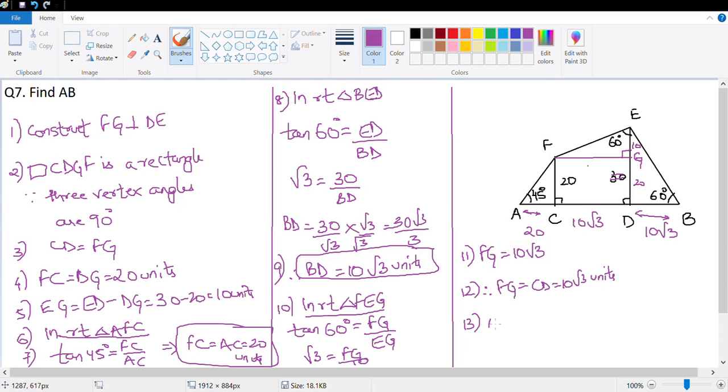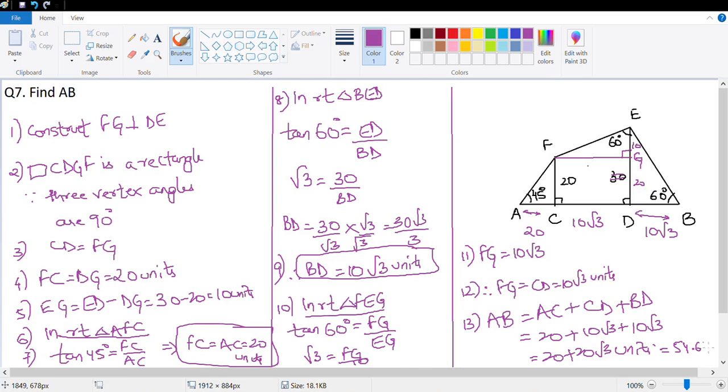So what we have is AB is equal to AC plus CD plus BD is equal to 20 plus 10 root 3 plus 10 root 3 is equal to 20 plus 20 root 3 units. Now multiplying 20 root 3 is 34.64, which is equal to 54.64 units. Perfect. I have taken root 3 is equal to 1.732. Done. Let's look at the next one.